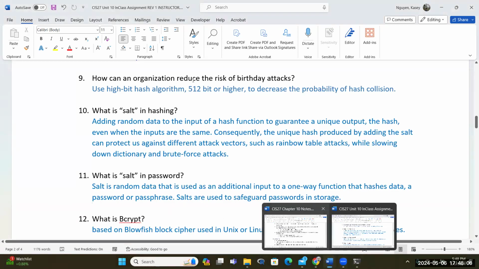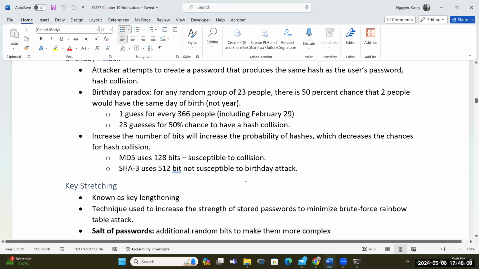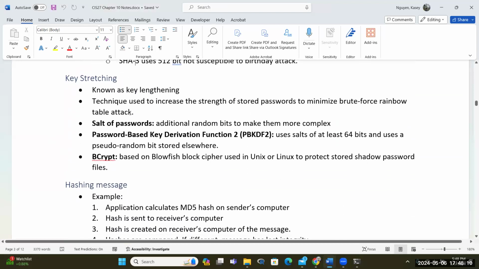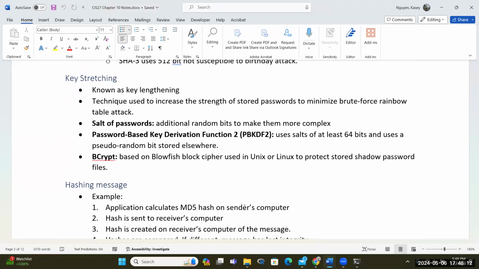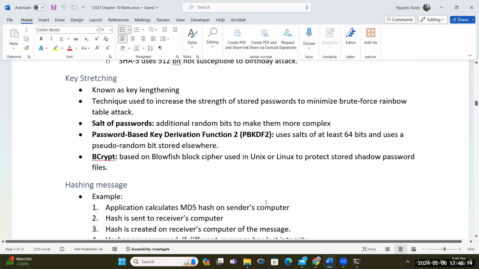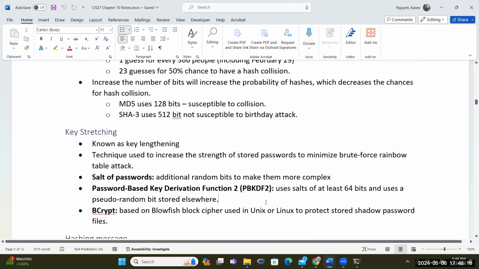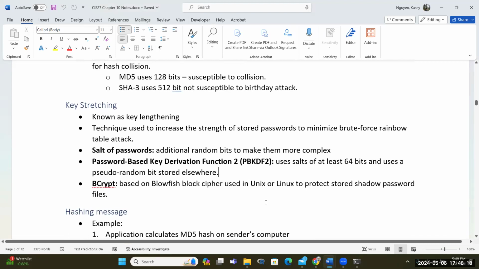Okay. So I know a lot of the textbooks don't. So here, right, it talks about that. They don't go into some of the more specific examples. We'll touch on that in a little bit. But here it talks about Password-Based Key Derivation Function 2. This one uses at least 64 bits for salt, and it does pseudo-random, right?